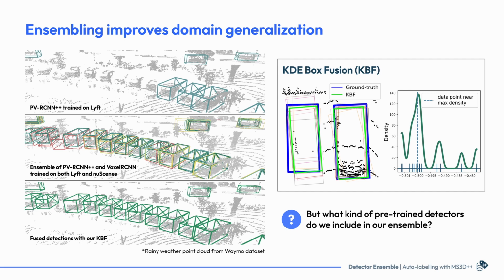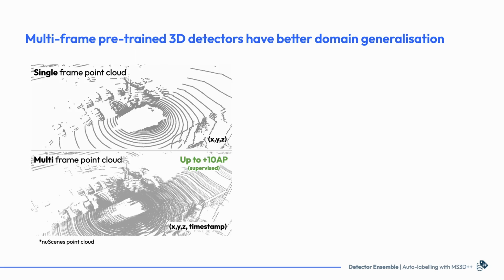So then it begs the question, what kind of pre-trained detectors do you include in your ensemble? Because there's so much flexibility here. We dig into this question a bit, and we look at this idea of multi-frame pre-trained object detection. I don't know how many of you might be familiar with the nuScenes benchmarks for 3D object detection, but basically the nuScenes dataset pioneered this idea of having a multi-frame point cloud where you attach a whole bunch of historical point clouds to your current frame. The idea is to use the localization to transform the previous point clouds into your current frame's coordinate frame.